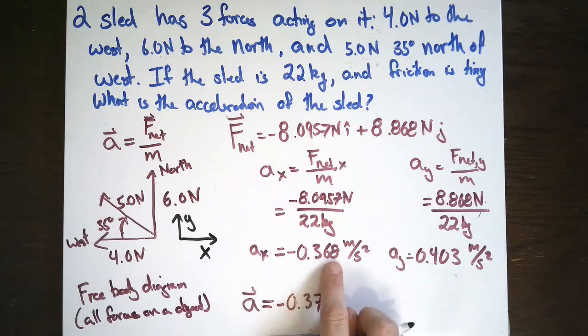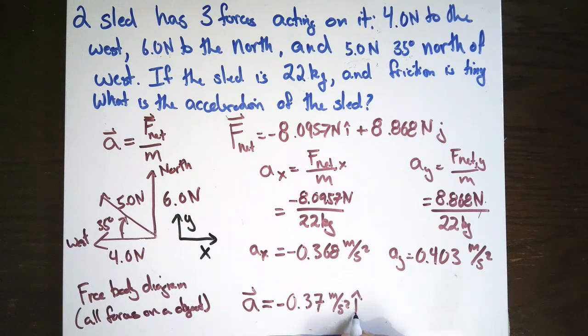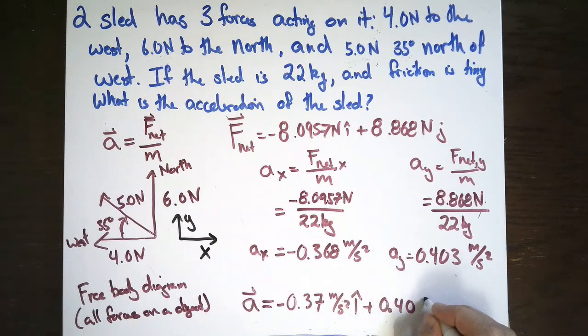0.037, because we need 2 sig figs, and therefore we got to round up. Meters per second squared, that'll be the x component. So since we're putting it all together in a vector again, we need the i hat to remind ourselves of direction. And then the y component, that'll be 0.040 meters per second squared. That'll be in j hat because it's the y component.